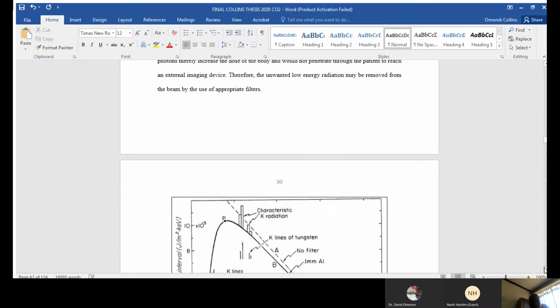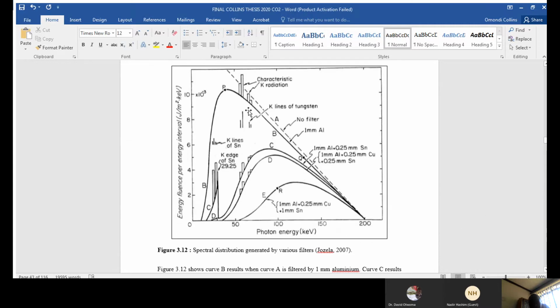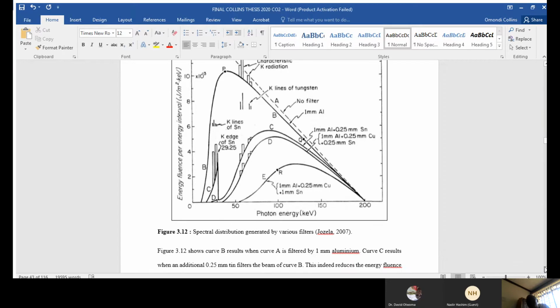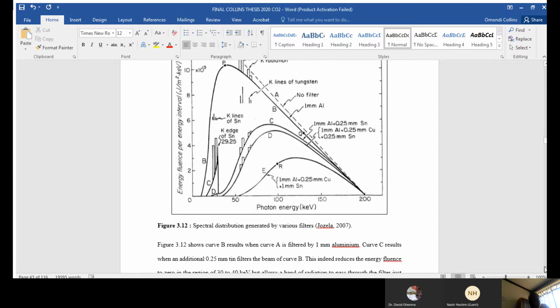Then the filtration. You requested that I send the literature about this. I think I sent it within the week. So this is from Josella. It illustrates how different properties of attenuation material are affected by the photon energy. So this will inform how we select the material for attenuation.